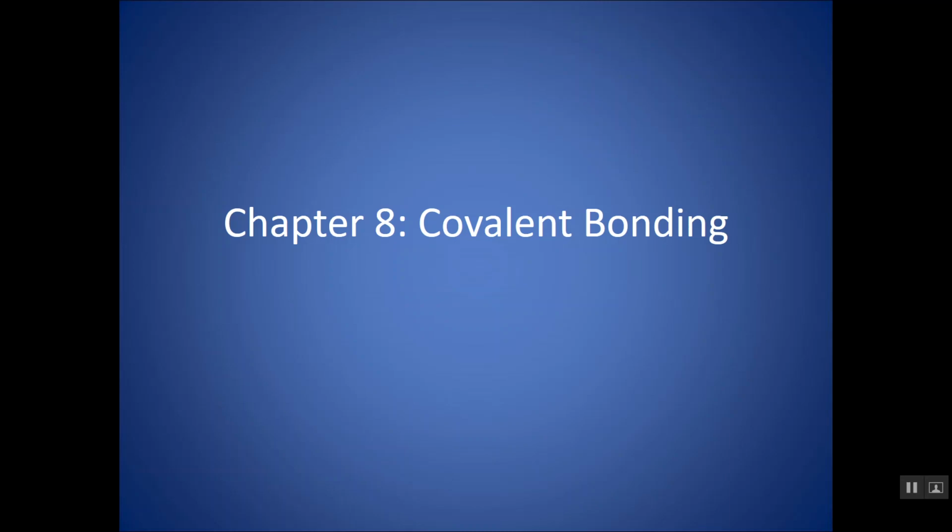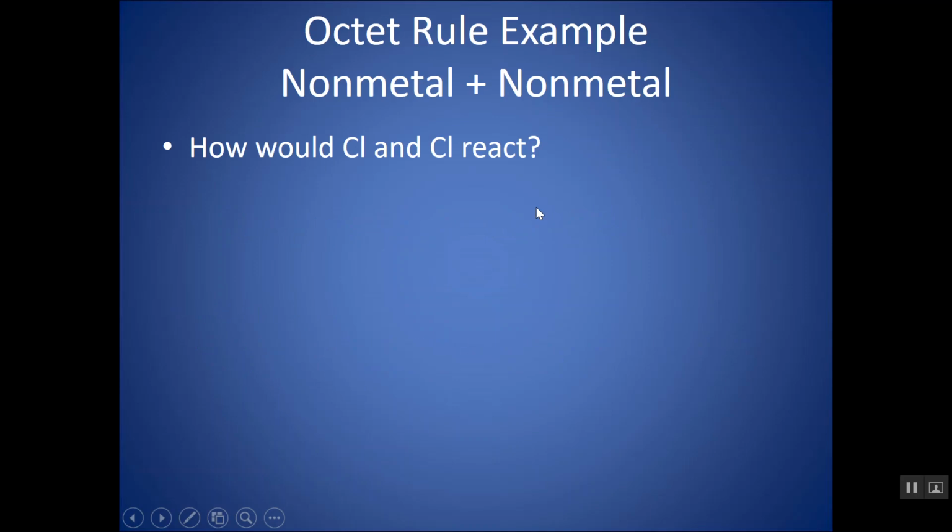Take a look at covalent bonding in a little bit more depth, and we're also going to break covalent bonding into two different categories, polar covalent and nonpolar covalent bonds. So if you remember, we had talked about this previously, but if you have two nonmetal atoms that react together, let's start thinking about how they would react.